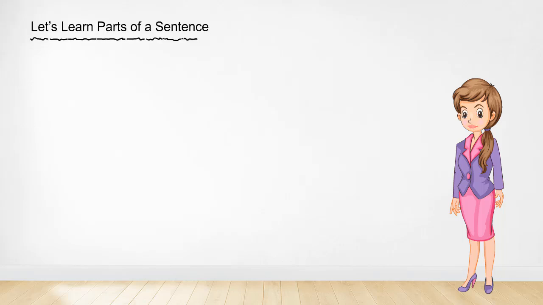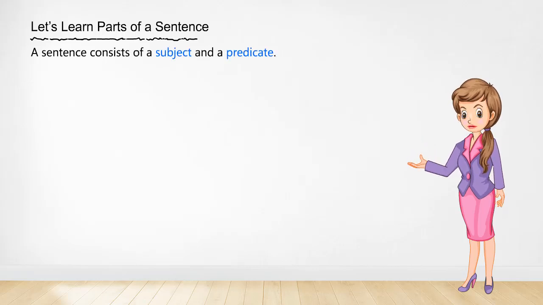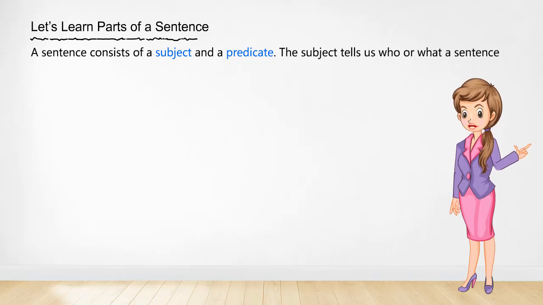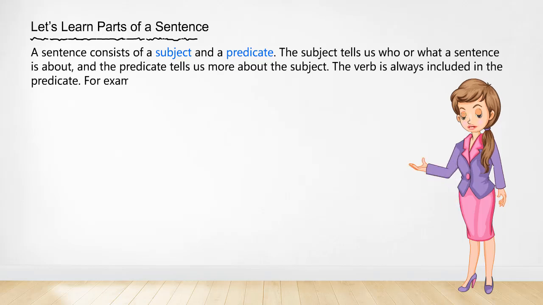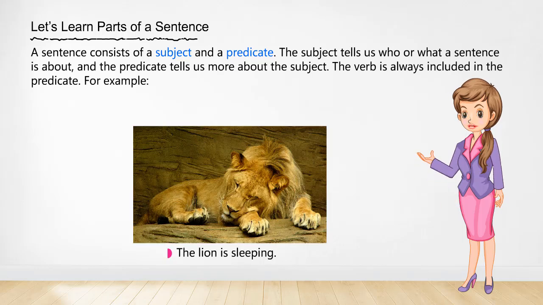Let's learn parts of a sentence. A sentence consists of a subject and a predicate. The subject tells us who or what a sentence is about, and the predicate tells us more about the subject. The verb is always included in the predicate. For example, the lion is sleeping.